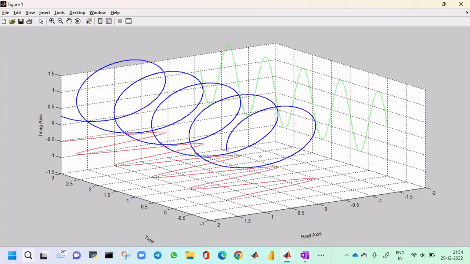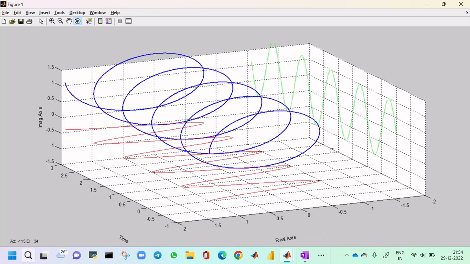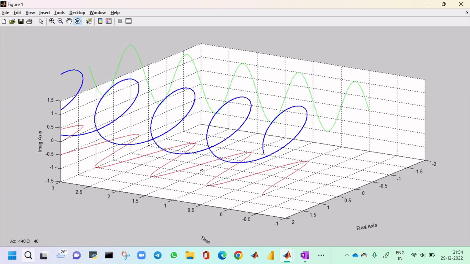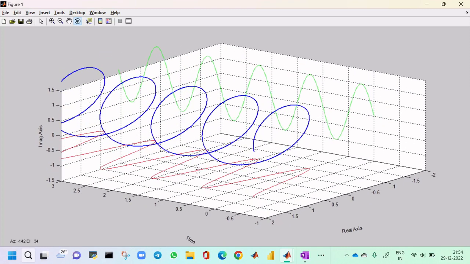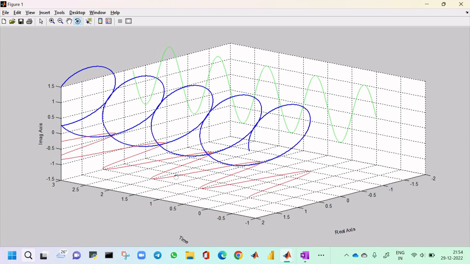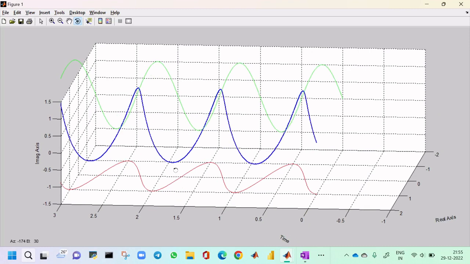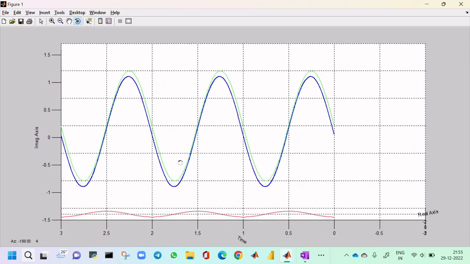Okay, and this is the signal of a complex exponential signal. If you plot cos omega t and sin omega t, or if you plot e power j omega t, the plot will be like this, this blue color. This blue plot is the plot of e power j omega t, and this green color and this red color are the envelopes or projections if you observe on these planes.